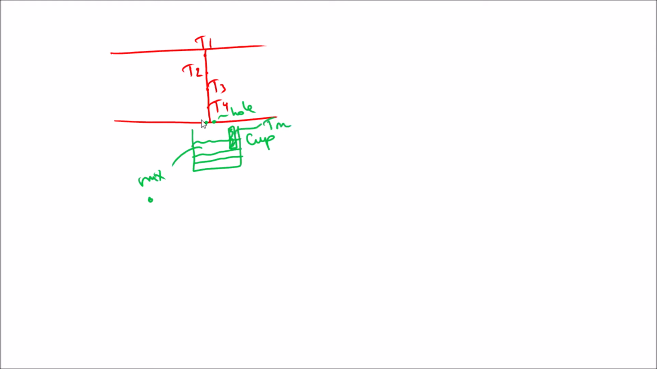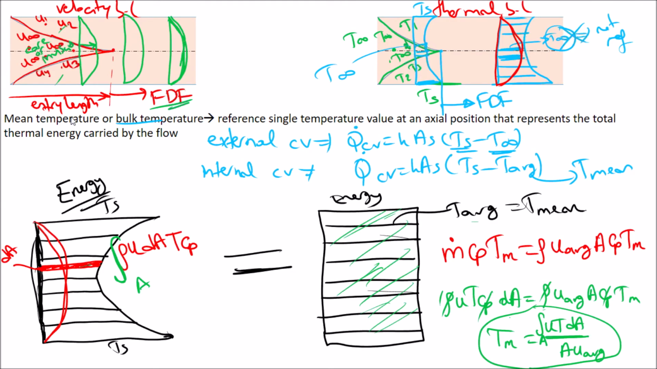This is the second way to understand what we mean by the average temperature. Here you have the variable temperatures, but after mixing you have one temperature, which is Tm. Therefore it is also called mixing cup temperature. Mixing cup temperature, or mean temperature, or bulk temperature.